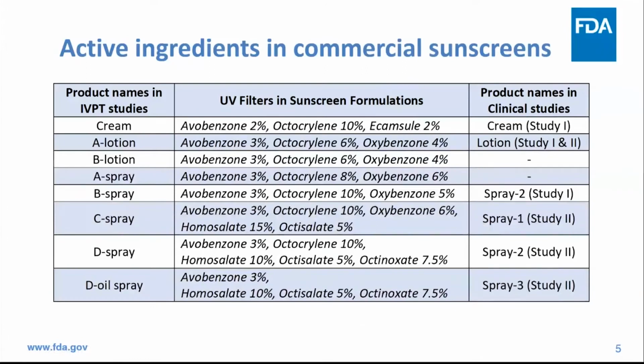So this table summarizes active ingredients in all sunscreen formulations we tested in the FDA in vitro and clinical studies. The selection of sunscreen formulations for our study was based on the maximum allowable concentration in the monograph. For example, avobenzone at 3%, and other commonly used UV filters in commercial sunscreens were also studied.